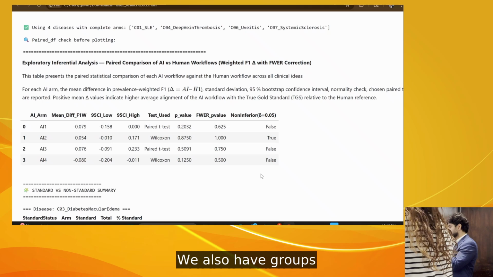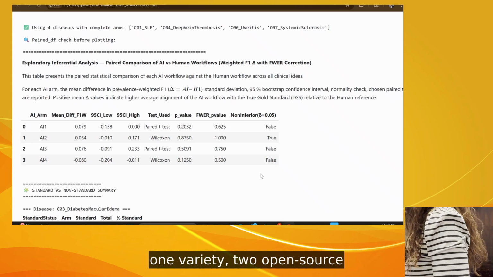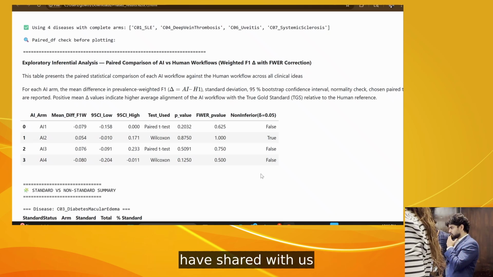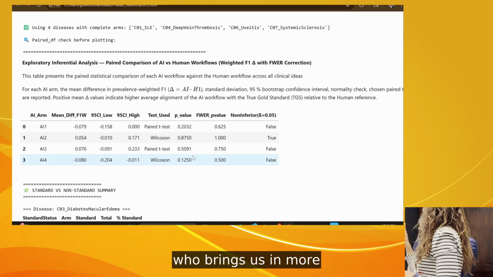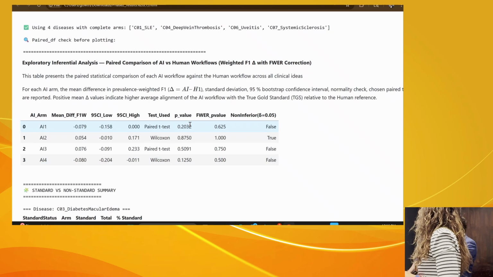It's all hypothesis. Three of the groups, one variety and two open source, have shared with us their logic behind their approach. We should help inform the community and bring in more work. So it's just evolving.